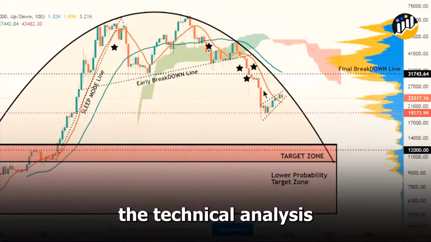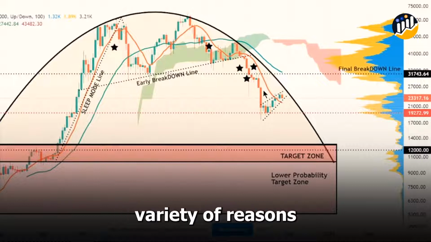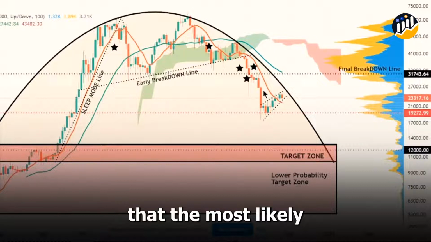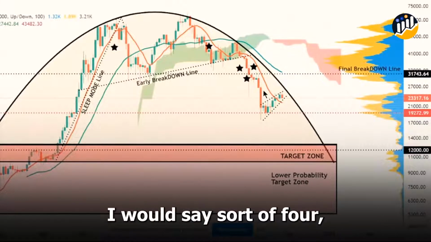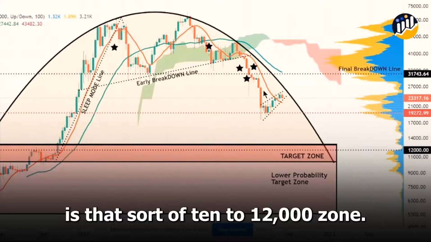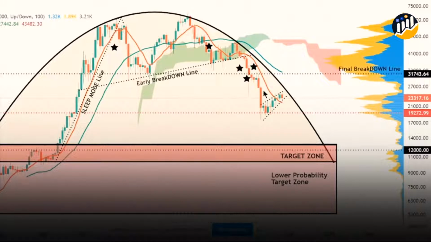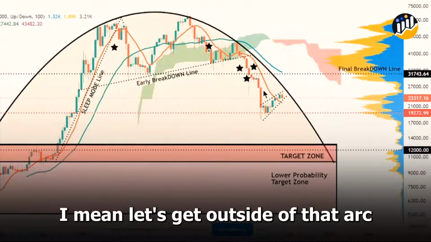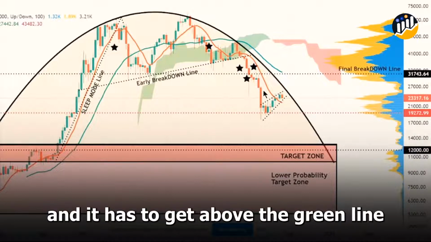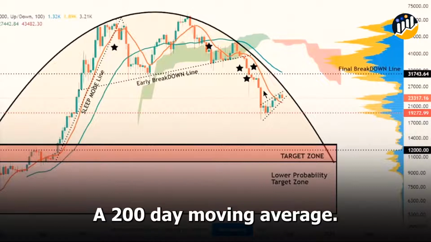So at the moment, the technical chart analysis, for a whole variety of reasons, is saying that the most likely destination for Bitcoin in the next, I would say, 4, 6, 8 weeks is that 10 to 12,000 zone. The only thing that will change that prediction is if the chart breaks out. And by break out, I mean it has to get outside of that arc, and it has to get above the green line as well, the 200-day moving average.